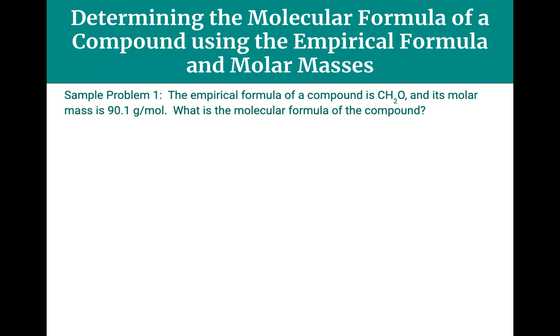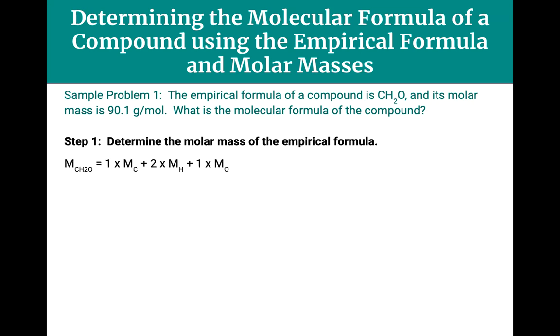So the empirical formula of a compound is CH2O, and the molar mass of that compound is 90.1 grams per mole. So what is the molecular formula of the compound? To go from empirical formula to molecular formula, we first need to determine the molar mass of the empirical formula, so the CH2O. We do that by adding the molar mass of carbon to 2 times the molar mass of hydrogen plus the molar mass of oxygen, and we get that the molar mass of the empirical formula is 30.03 grams per mole.